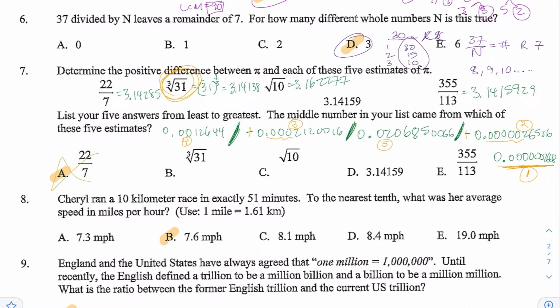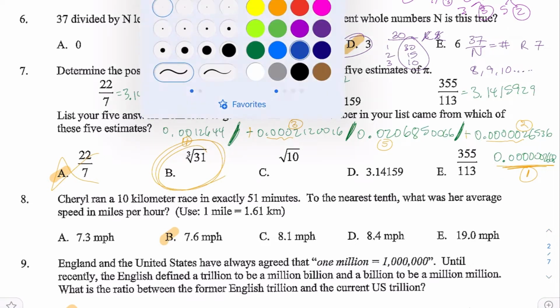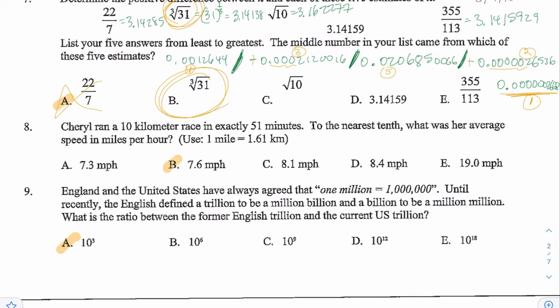The correct answer here is not A, should be choice B. Right, next one, number 8. Cheryl ran a 10-kilometer race in exactly 51 minutes. In nearest tenths, what was her average speed in miles per hour?